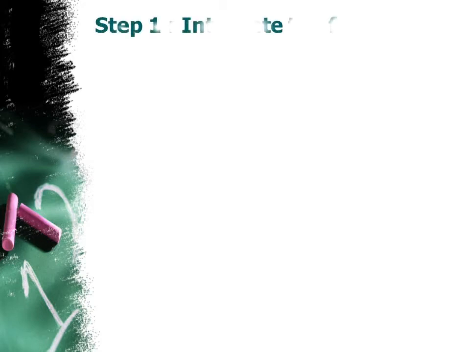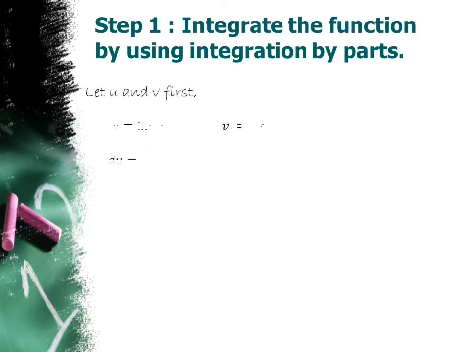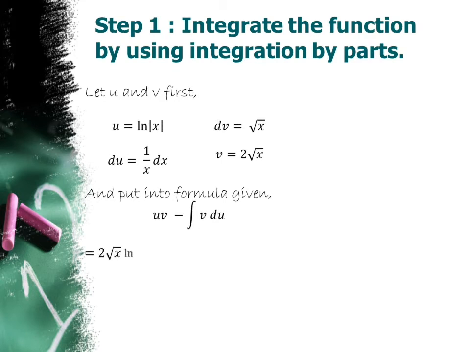Step 1 is to integrate the function by using integration by parts. Let u and v first. u equals ln x, so we differentiate it and get du equals 1 over x dx. dv equals 1 over square root of x, then we get v equals 2 square root of x, and put into the formula: uv minus the integral of v du.